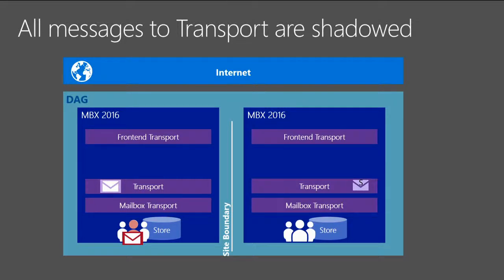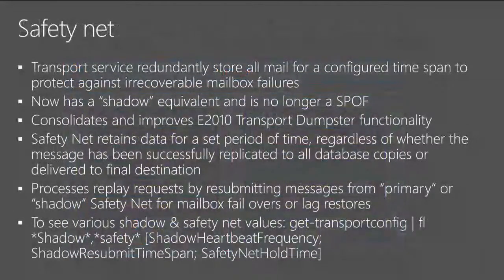It will save a copy in its safety net, known as the shadow safety net. So at any given time, literally, you have 3 copies of that mail, one in store, one inside the primary transport service in the mail.queue, and the other one in the second or the shadow transport service also in mail.queue. The transport services will keep that piece of mail for, I think by default, 7 days. But if you want to see, you can adjust those values with this cmdlet you see in the last bullet here. So you can do a Get-TransportConfig and look at what the heartbeat frequency is, what the resubmit timestamp is, and so on.